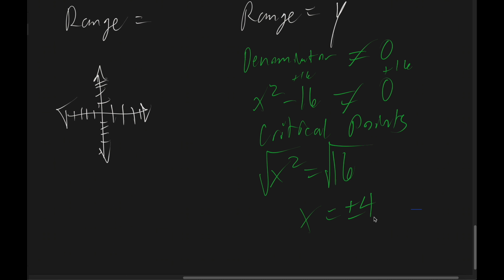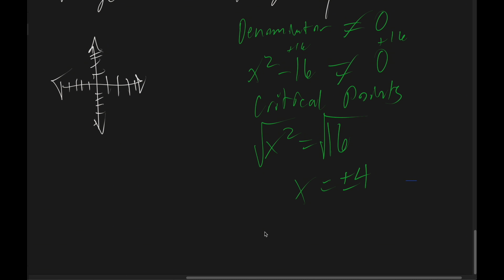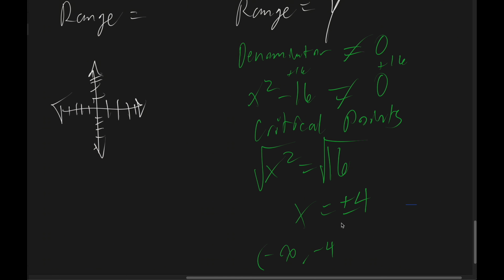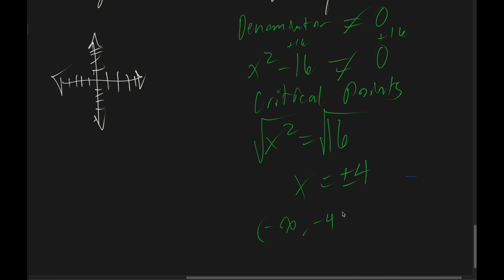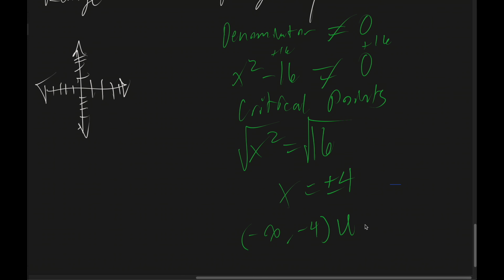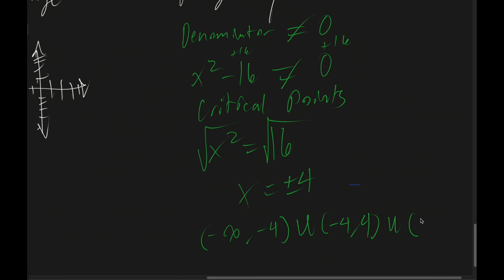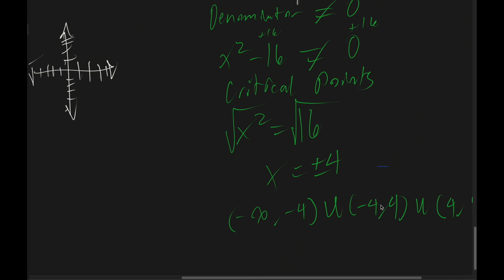Therefore, our domain is going to be negative infinity all the way to negative 4, and since we are dealing with a rational type function, we're not going to have a hard stop. We're just going to have this continue, and then it will be in union with negative 4 to 4, all the way to union 4 to infinity as stated. This is our domain.